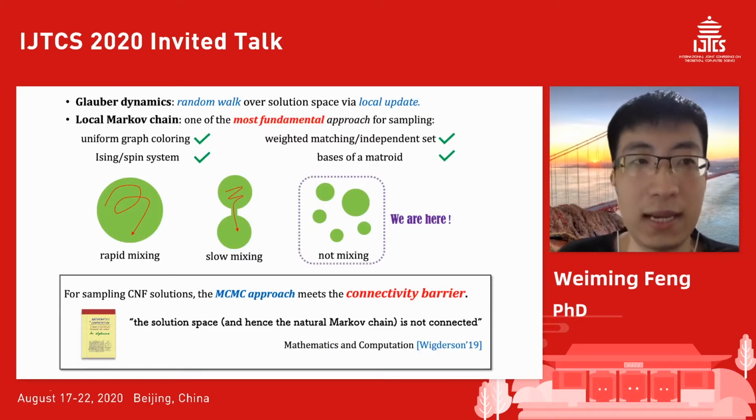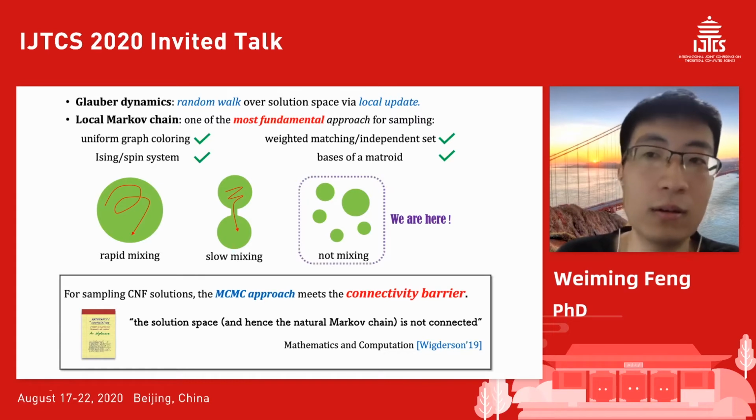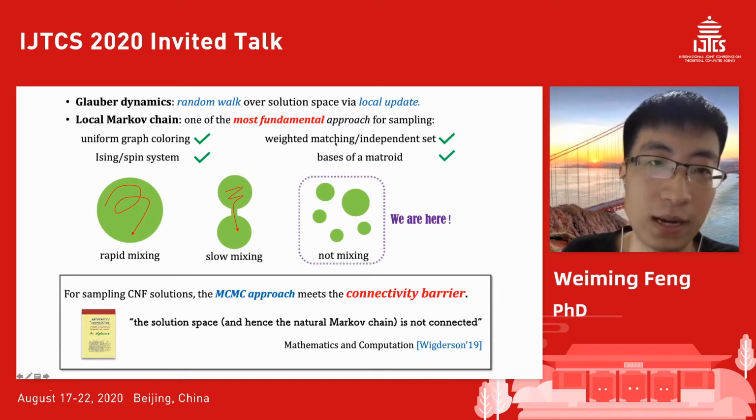Actually, the global dynamics represents a very important class of sampling algorithm. This class is called the local Markov chain. The local Markov chain is one of the most fundamental approaches for sampling. It has successfully solved many problems. For example, the uniform graph coloring, the weighted independent set, the Ising model, and the bases of the matroid.